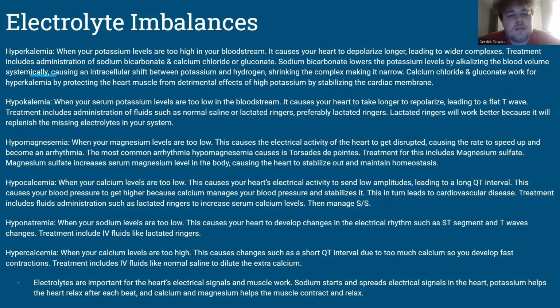Now, calcium chloride and gluconate don't exactly work with potassium. They don't work by stabilizing potassium levels. They don't lower potassium levels. They stabilize the cardiac membrane. They make it less permeable. So that way it protects the heart muscle from bad detrimental effects of high potassium.